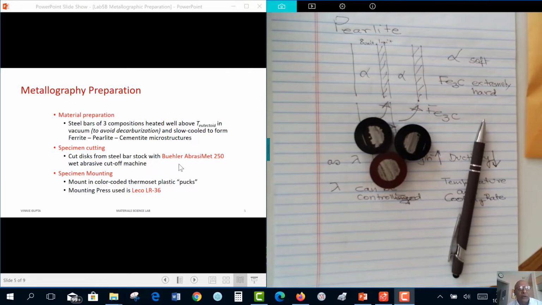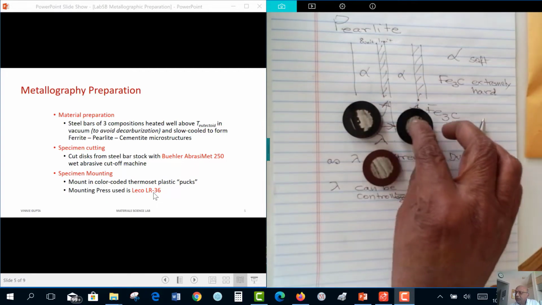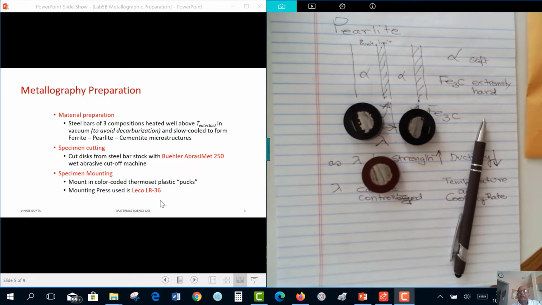Okay, so you saw Professor Humphrey cut off slices of each of these steel bars, 3 steel bars. Our next goal is to mount them in color-coded thermoset. It's Bakelite, using this mounting press, LECO LR36. So our goal is to end up with 3 mounted specimens like this. So here is Professor Humphrey again.